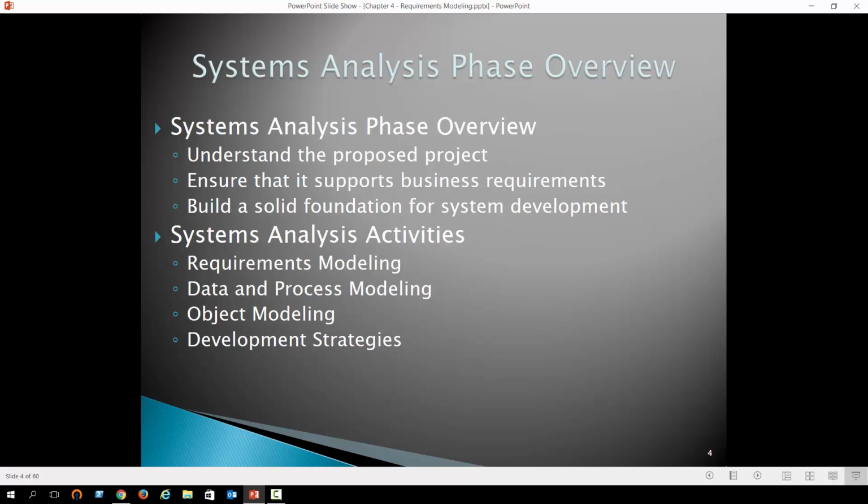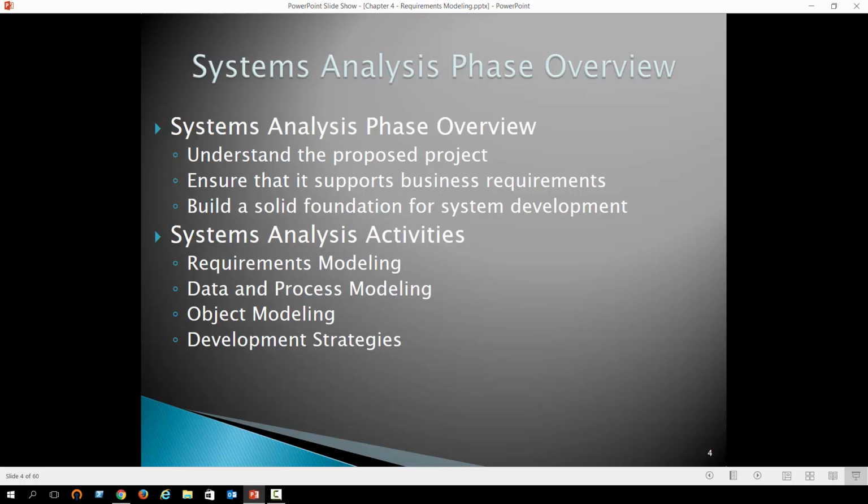So an overview of this phase of the software development lifecycle. Understand the proposed project, yes. Ensure that it supports business requirements. I think we've made that pretty clear, right? We're not going to take on any project that's not going to support business requirements, except remember those projects that we just don't have a choice of doing. Regulatory projects, for example, projects that may come from the public that say, hey, you've got to do something about your waste, for example, getting outside of IT, but you get the idea.